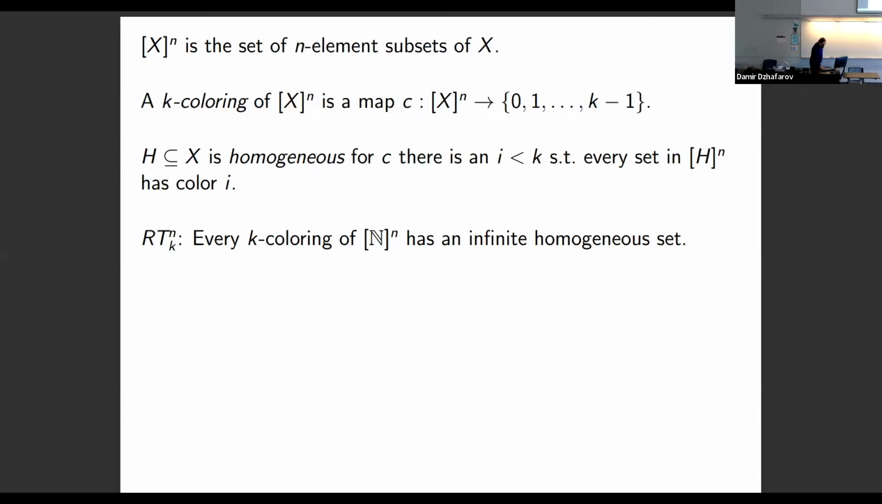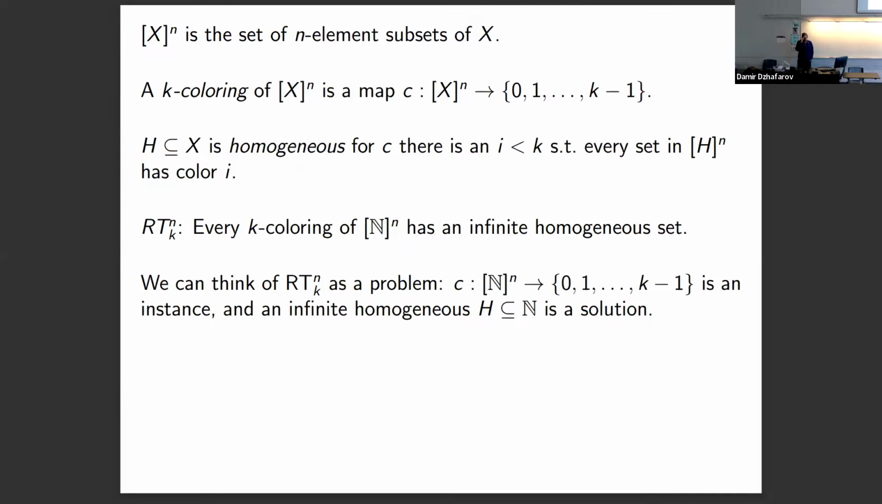There is some really important, still very important early work on this. Before that, I'll just say that we can think of RT^n_k, even though it's a statement, a theorem of mathematics, as a problem. Given a coloring, find me a homogeneous set. So a coloring is an instance of this problem, and an infinite homogeneous set is a solution. From that point of view, it's very natural, at least for computability theorists, to think about how complicated the solutions are relative to the instance.